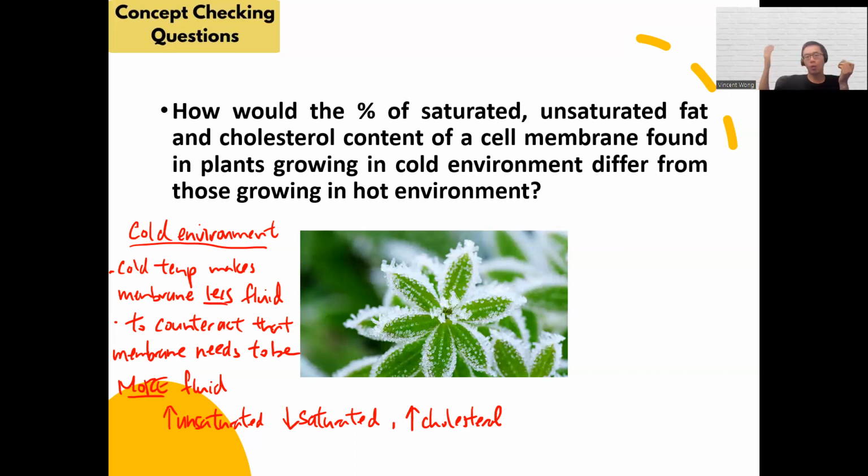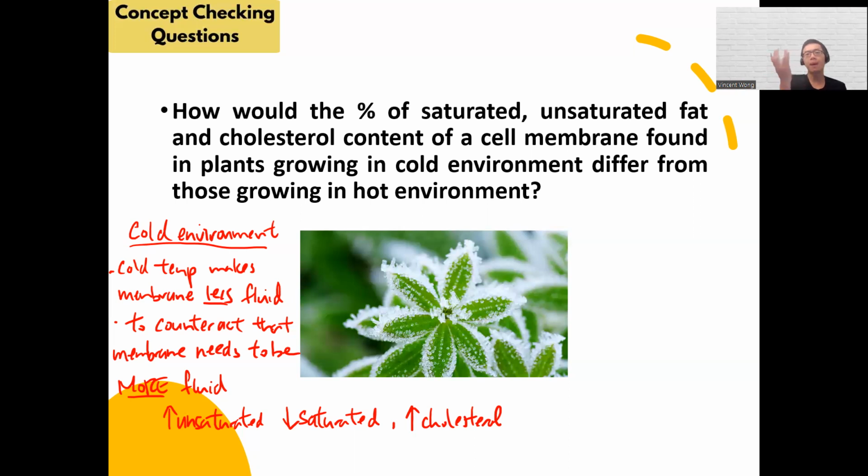So those plants with less cholesterol in the membrane would probably not thrive, not survive well in the cold environment, and they would die off, right? So those with more cholesterol would live on and produce more offspring. And over time, the entire plant population in this cold environment would have high cholesterol content in the cell membrane. Therefore, they're more adapted to the environment. Does that answer your question? Absolutely. Thank you so much.